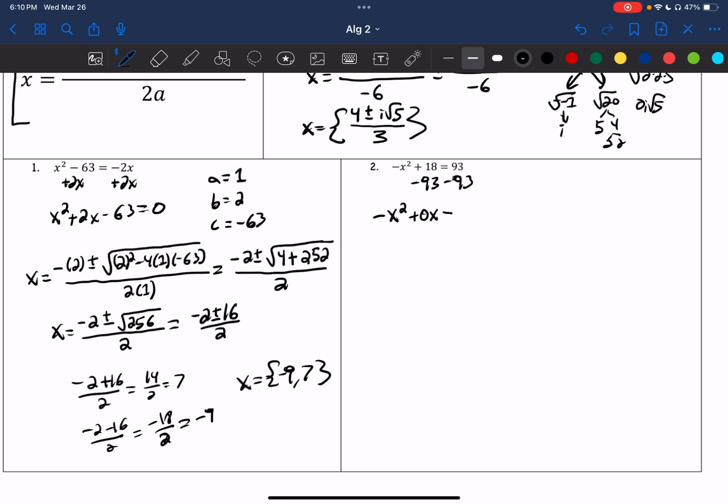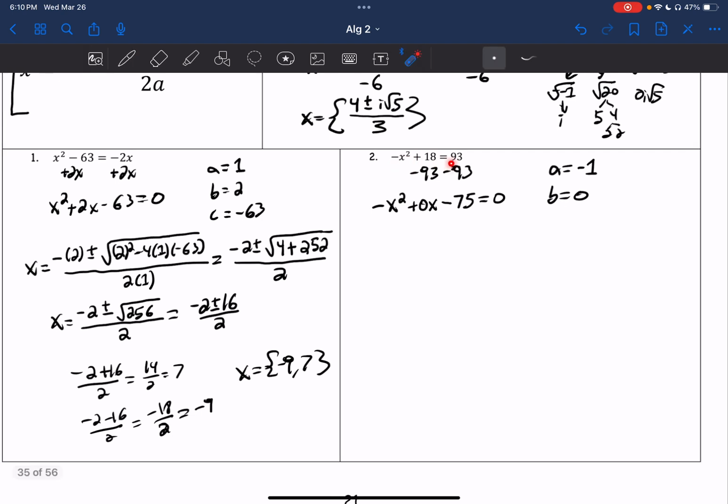So minus 93. If we do 18 minus 93, that gives us minus 75, and this would be equal to 0. So when we're labeling our coefficients, we're going to have a equal to negative 1, since there's a negative sign out in front. B is going to be equal to 0 because we don't have an x term anywhere in here. Then c is going to be equal to negative 75.